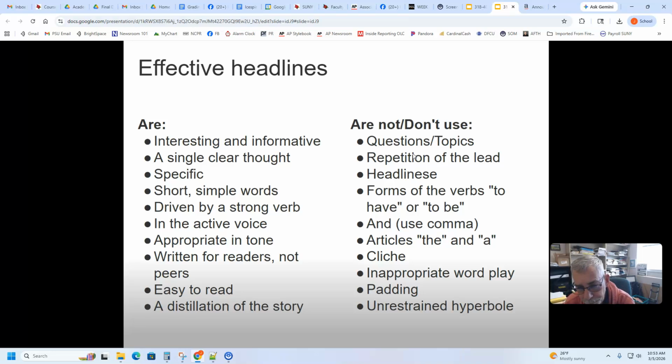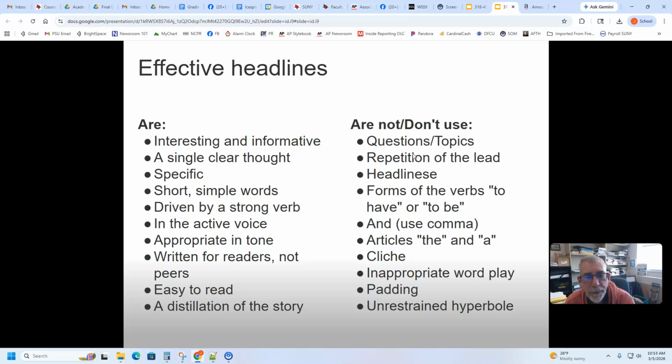Appropriate in tone. So, is it a serious story? Is it about the war? Is it a lighter topic, like maybe sports or a feature? Is it actually a funny story, which is humorous and goofy or silly? Then there are many other possible tones. So the headline needs to match in tone.